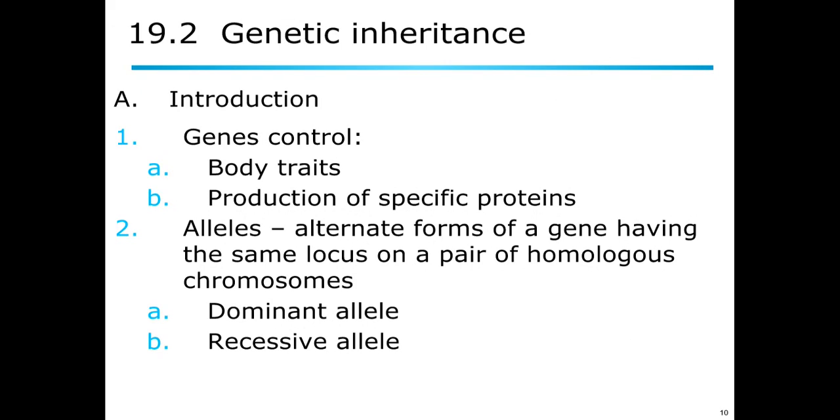This is just basic genetic inheritance from Bio 1. Your genes control your body traits, and the individual genes we call alleles. If you think back to Mendelian genetics, Gregor Mendel and his pea plants, that would be like the capital T or lowercase t, those dominant and recessive alleles.